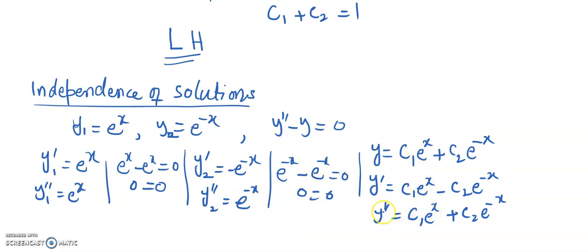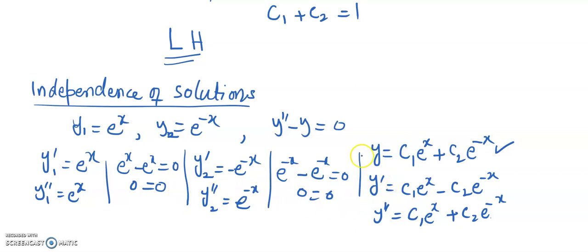So we can see that y double prime minus y gives c1 e power x minus c1 e power x, and c2 e power minus x minus c2 e power minus x. So it is 0. This means that the principle of superposition holds, as we have stated before.